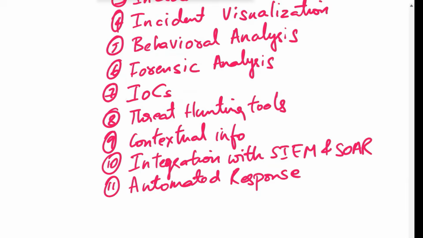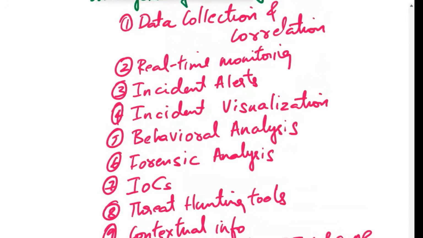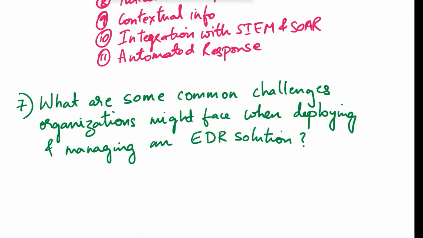So these are some of the capabilities that EDR solutions use to empower security teams to effectively investigate incidents, understand the scope and impact of attacks, and take appropriate actions to mitigate the threats and prevent future incidents. Let's move to the next question. What are some common challenges organizations might face when deploying and managing an EDR solution?